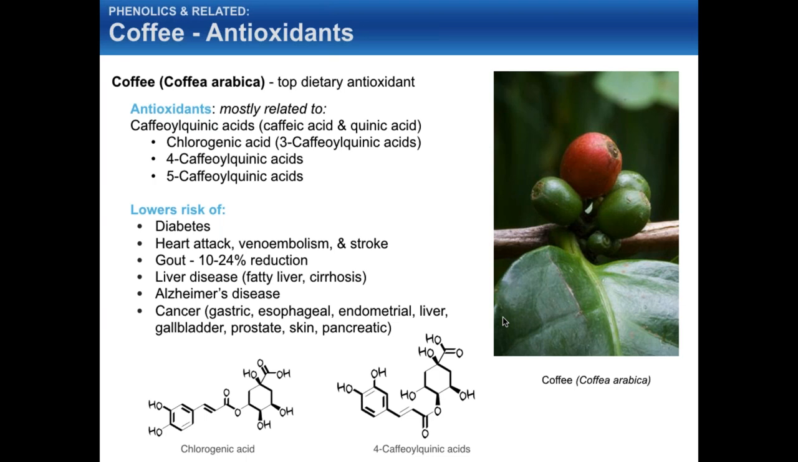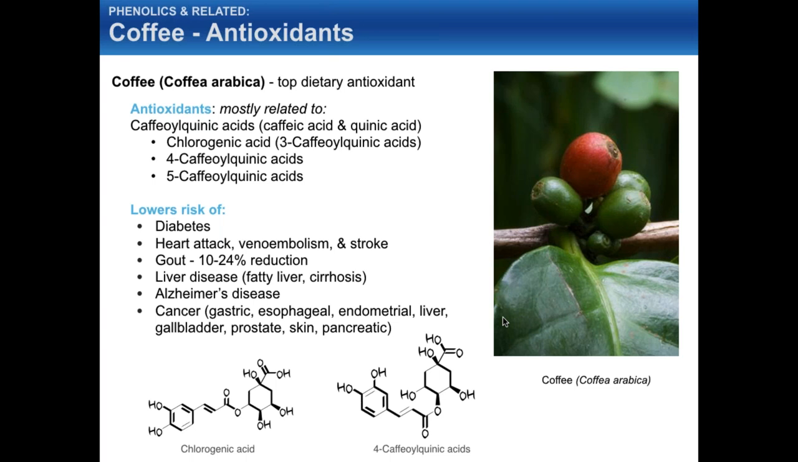But drinking lots of black coffee has been shown to reduce the risk of gout by about 10 to 24%, which is not huge, but every little bit helps sometimes with these conditions. The other thing that coffee does is it stimulates the liver to release more bile, so it can help with digestive function in general. But partly because it can affect blood sugar, it can reduce the risk of developing a fatty liver.